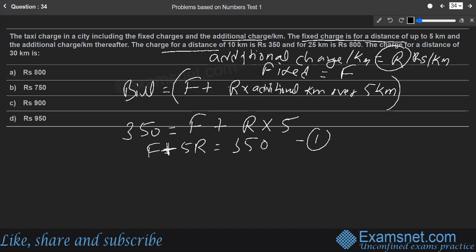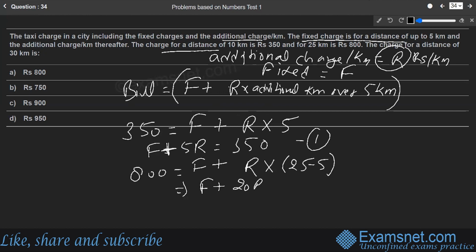Now in the second case, they say for 25 kilometers the bill is 800. So 800 is equal to the fixed charge, which we don't know, plus the rate, which we don't know, into how much additional we have run, that is 25 minus 5. So the equation becomes f plus 20r is equal to 800. This is the second equation that we have made.